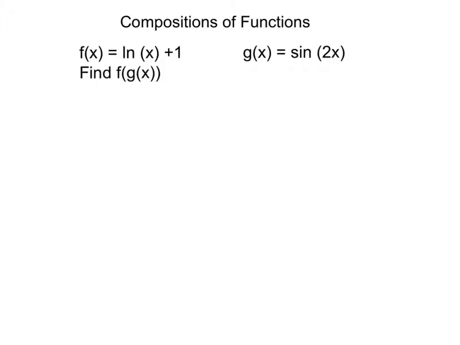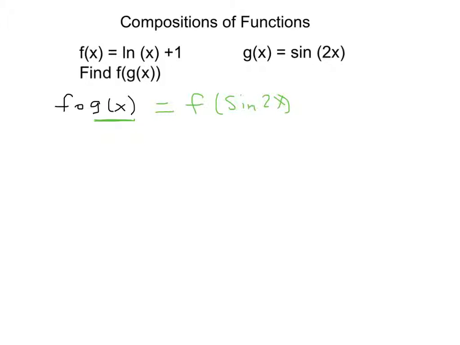Please be aware that this could also be written in this form, that little circle in there. Textbooks will do it both ways. What that means is we're going to start with the innermost function. We're going to start with this g of x function. And we're going to replace g of x with whatever my g of x function is. So this now says f of whatever g of x is, which is the sine of 2x.